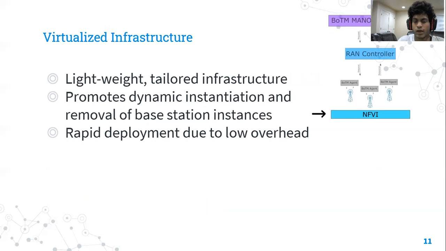And at the very bottom, we have the virtualized infrastructure. And this primarily refers to these base stations that are defined in software, going back to network function virtualization. And so what this promotes is rapid deployment, lightweight and tailored base station instances, which promotes dynamic instantiation and removal of these base stations. And because it's defined all in software, there's this low overhead associated with it, along with rapid deployment, or the ability to rapidly deploy these base stations.